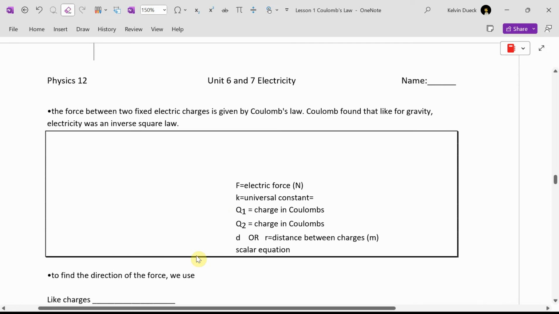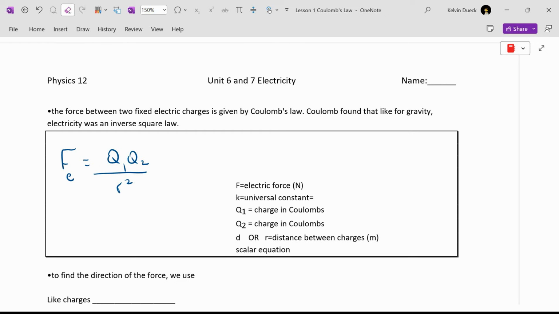In the same way that Newton did research with the force of gravity, Coulomb did research on the force between two fixed electric charges. Newton looked at how masses apply forces on each other: F equals big G, m1, m2 over r squared. Coulomb found that electric force equals Q1, Q2 over r squared.